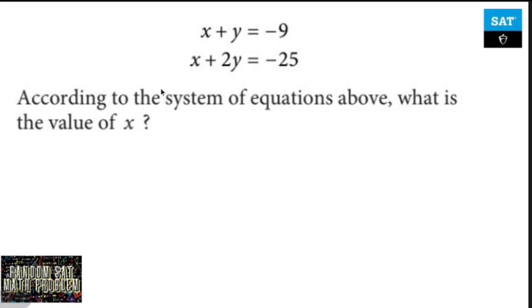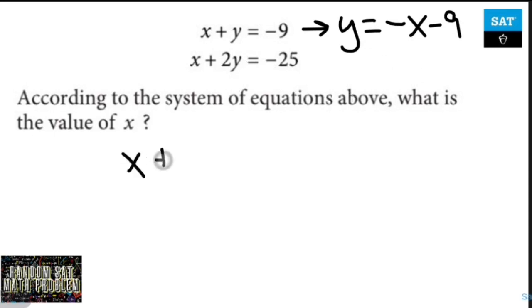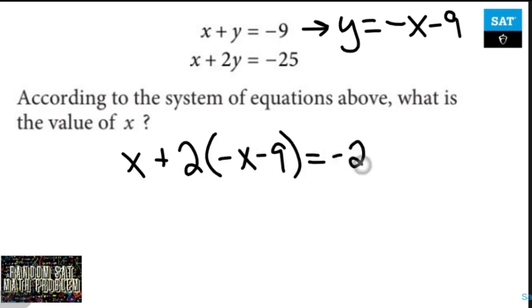It kind of seems backwards that I'm starting to say, in order to solve for x, I'm going to solve that for y. But by solving this for y, I leave nothing but x's, which is what I'm going to solve for. So I have y equals, if I subtract x from both sides, negative x minus 9. I'm going to take that, rewrite the bottom equation, and substitute negative x minus 9 for y. So I have x plus 2 times negative x minus 9 for y.